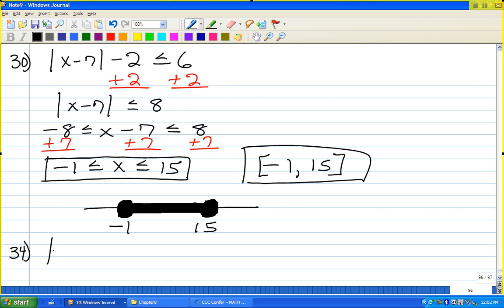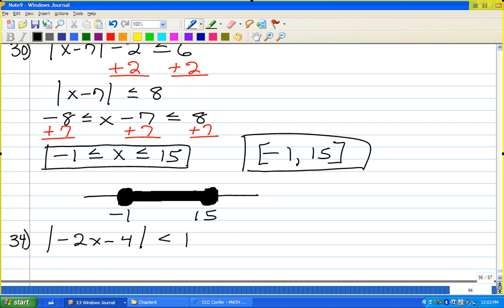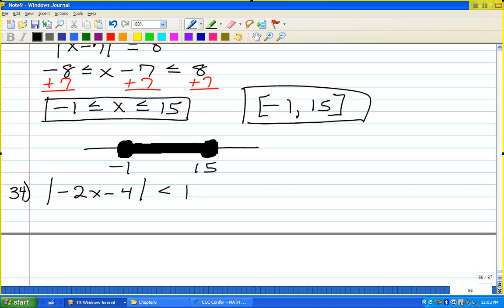Absolute value of negative 2x minus 4 is less than 1. And so this says that negative 2x minus 4 is between negative 1 and positive 1. I want to solve for x, so I want to isolate x in the middle.